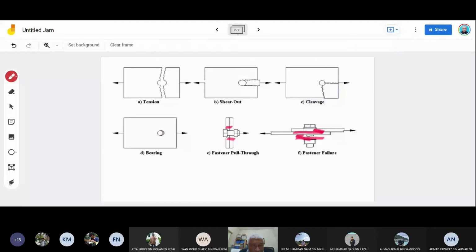I mean, a lot of the problem on composite is bearing because of the fastener squashing against the hole which has been drilled through the composite. That's why most composites use a sleeve to protect the hole from being squashed by the rivets, which will cause the bearing failure. Okay, any questions so far?